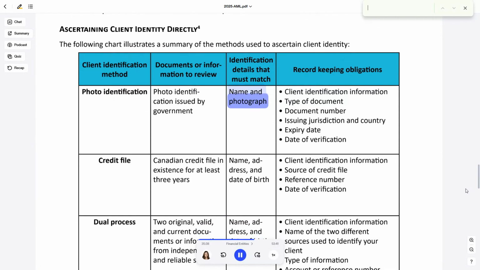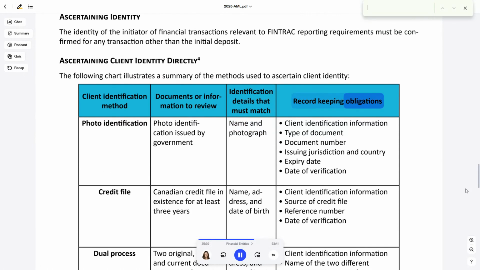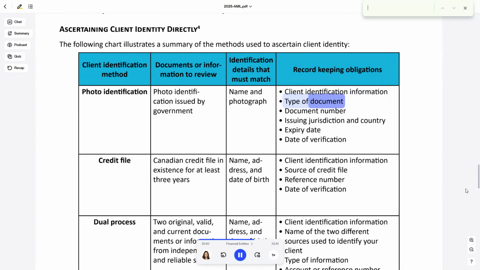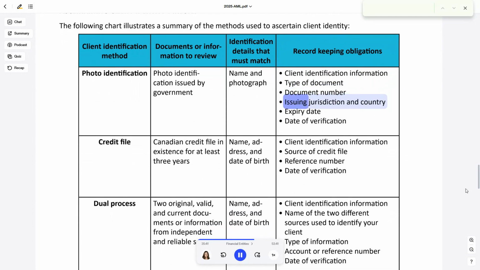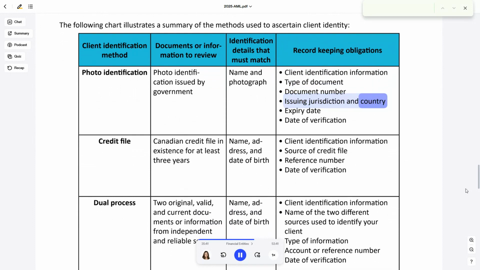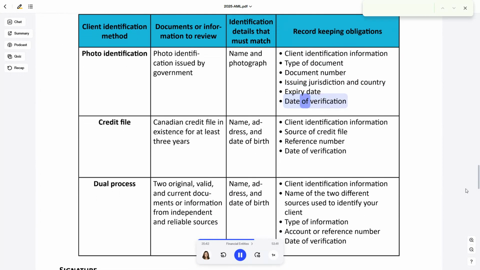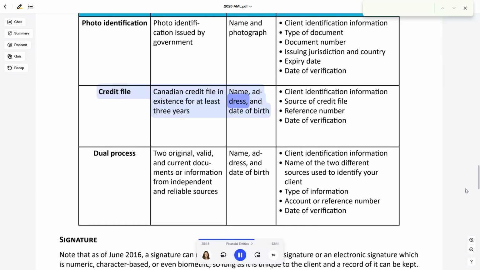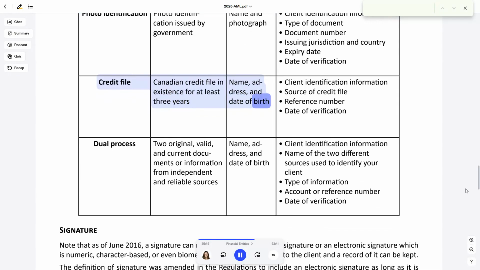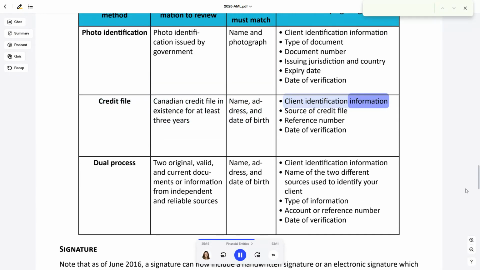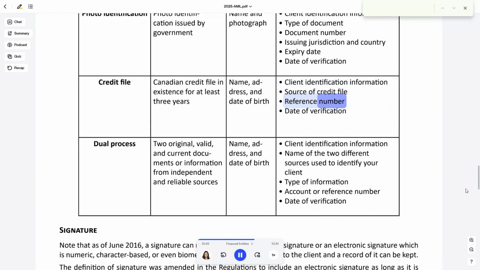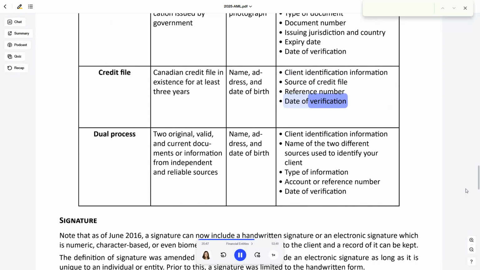Name and photograph. Record-keeping obligations. Client identification information. Type of document. Document number. Issuing jurisdiction and country. Expiry date. Date of verification. Credit file. Canadian credit file in name. Existence for at least 3 years, address, and date of birth. Client identification information. Source of credit file. Reference number. Date of verification.